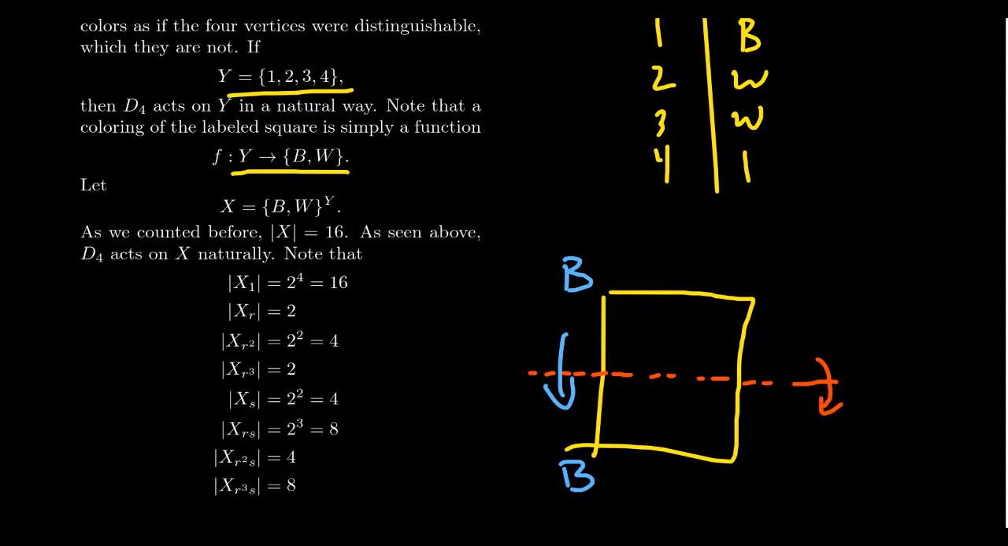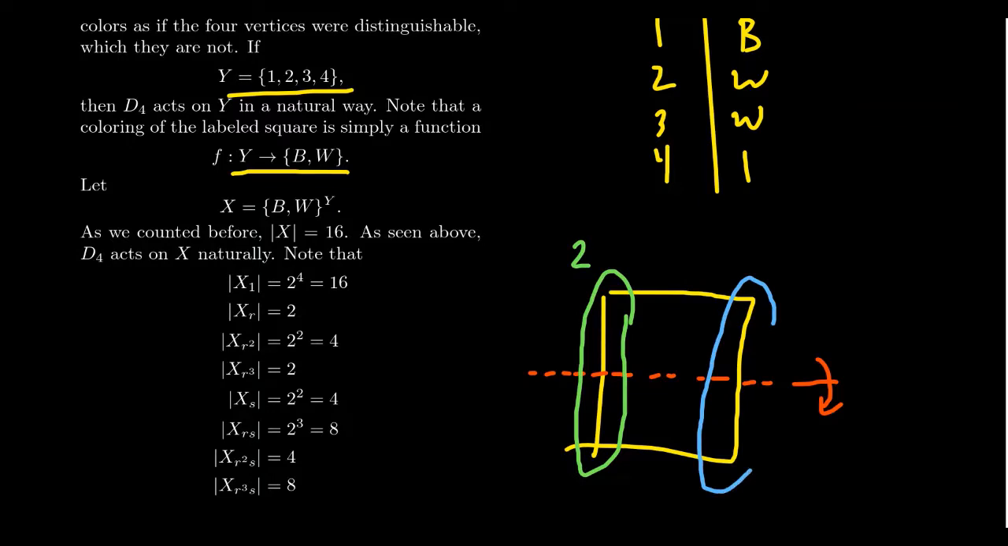So in other words, this side of the square has to have the same color, which gives two options. And this side of the square is going to have to have the same color too, which could be a different color, but you'll have two options there. That gives you two squared, which is equal to four.